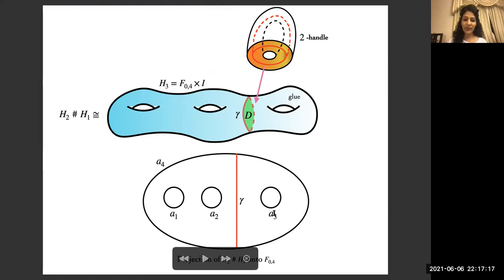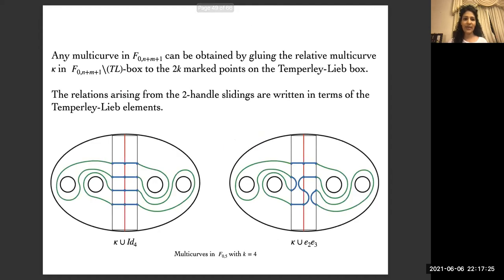Okay, so what we can now do is work with link diagrams on this surface. So we need a nice way to represent the 2-handle slidings on this surface. So this is where Temperley-Lieb elements come into play. On our planar surface, in the neighborhood of gamma, we draw a Temperley-Lieb box. And on the outside of this box, we have a relative multicurve, which we denote by kappa. And we glue this kappa to the elements of the Temperley-Lieb box. And this gives rise to every possible multicurve on the surface that you're working with.